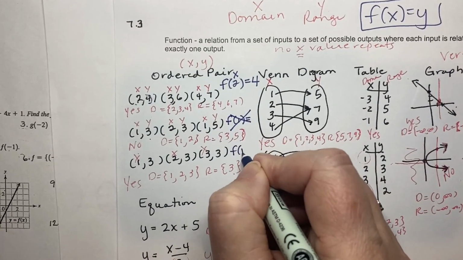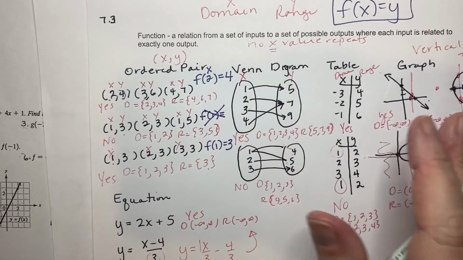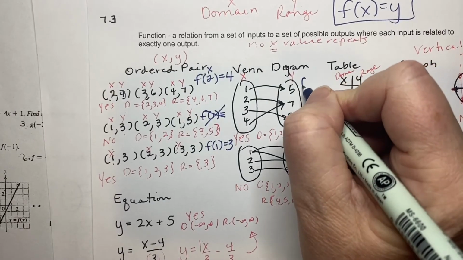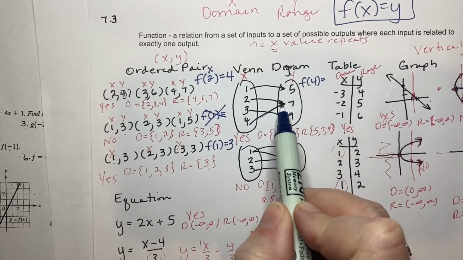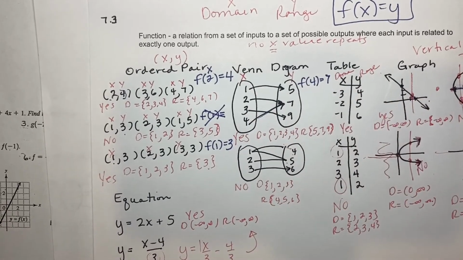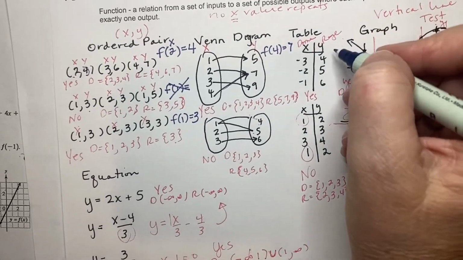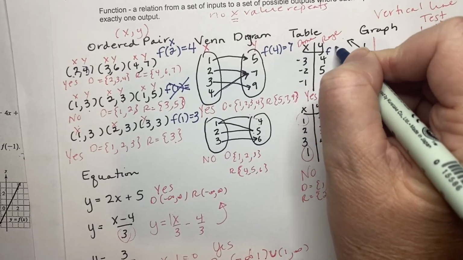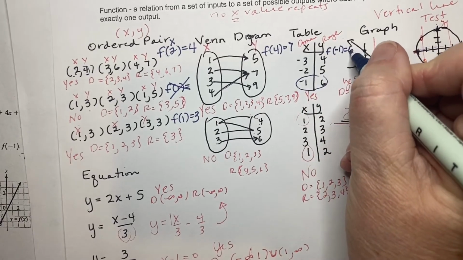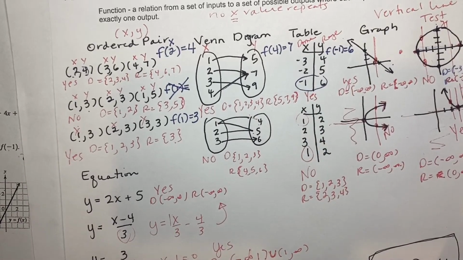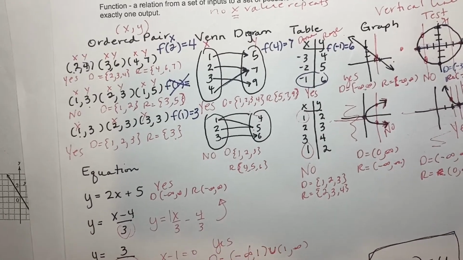What's f of 1 on this one? When you have a 1, your y is 3. Let's do this one. What's f of 4 on this one? Well, here x is 4, and when you follow your 4, where does it go to? 7. So f of 4 is 7. Let's do this table right here. What's f of negative 1 on this one? Well, here's negative 1. When x is negative 1, your answer is 6. Okay, that's all you have to do on those.